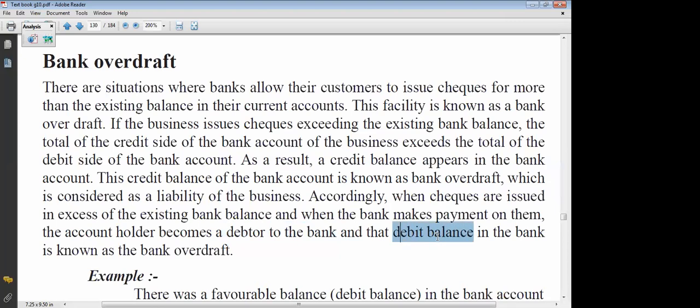And the debit balance in the bank is known as a bank overdraft. A debit balance in the bank statement. Here it should be bank statement. Becomes a debtor to the bank, and the debit balance in the bank statement. It is better to write down bank statement. Or bank is also okay, but better write bank statement. A debit balance in the bank is known as bank overdraft. Now this is another definition for bank overdraft. Please highlight: the debit balance of the bank account is known as bank overdraft.